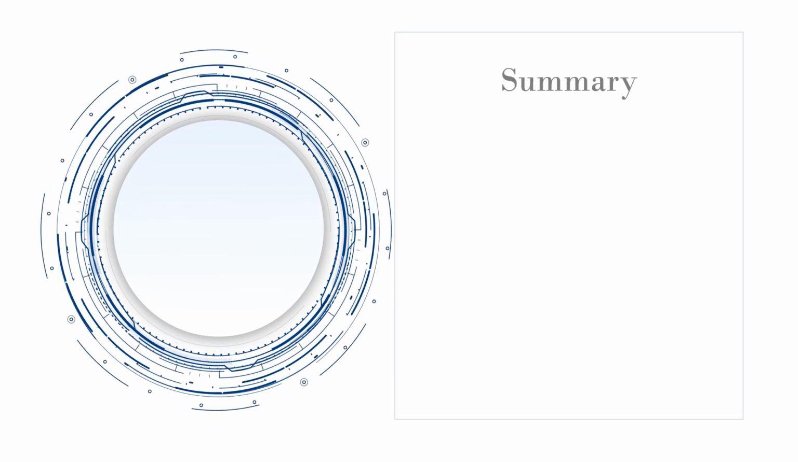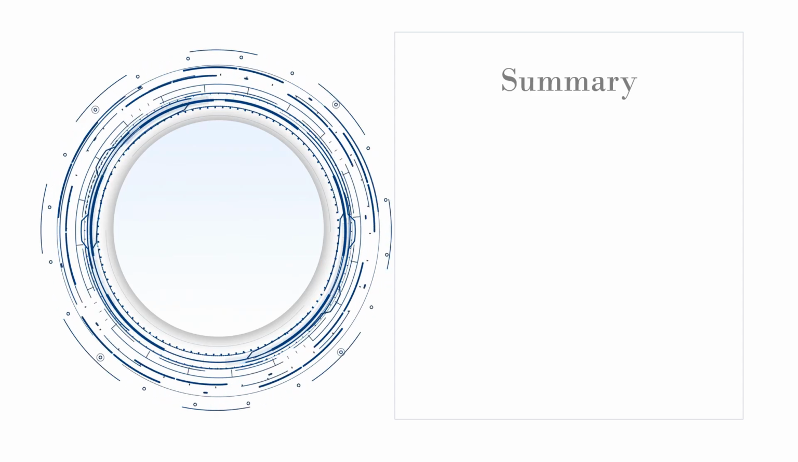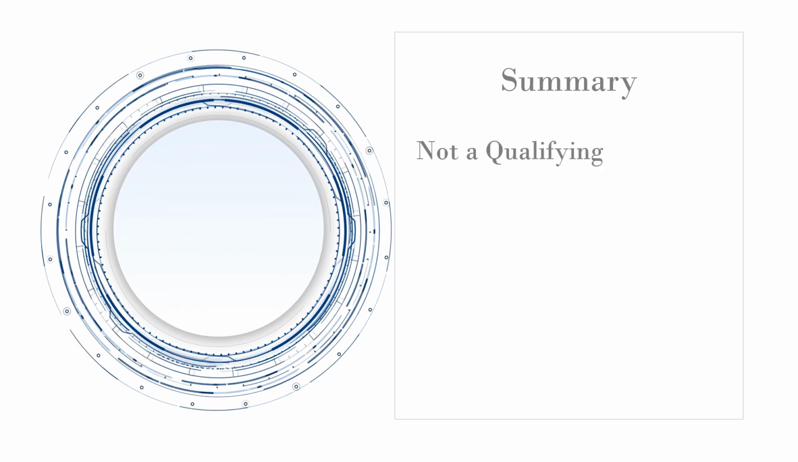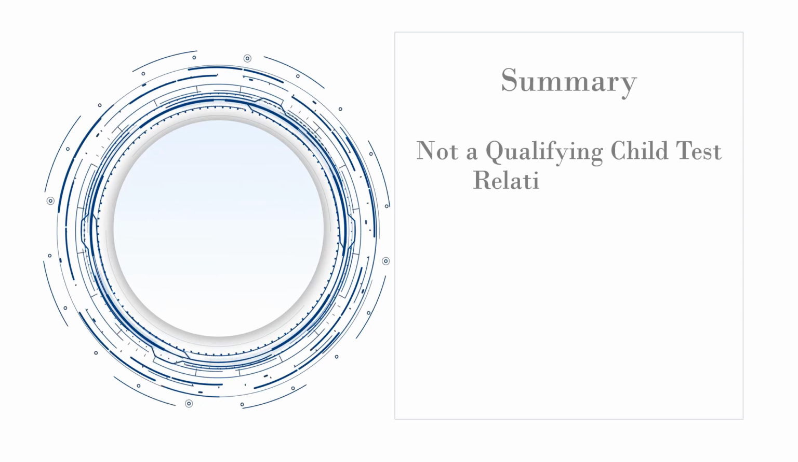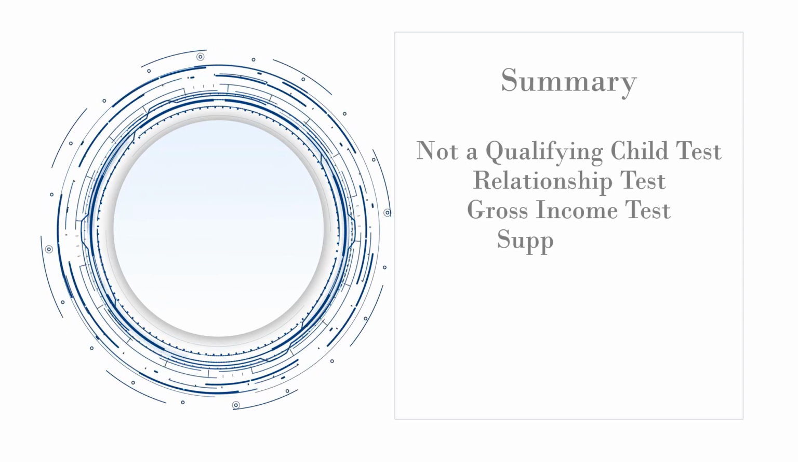Identifying a qualifying relative is crucial for maximizing your tax benefits. Remember there are 4 tests to be met in order for you to claim someone as your dependent: Not a qualifying child test, relationship test, gross income test, and support test.